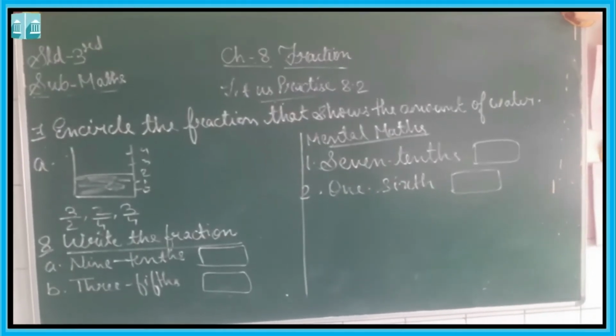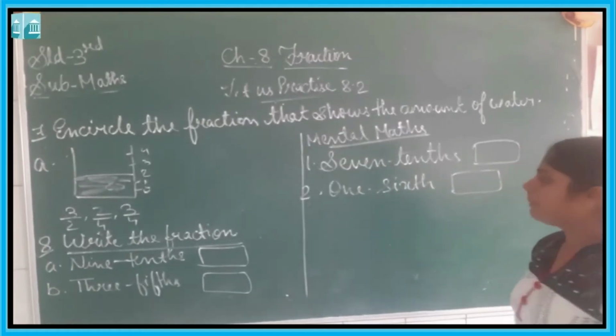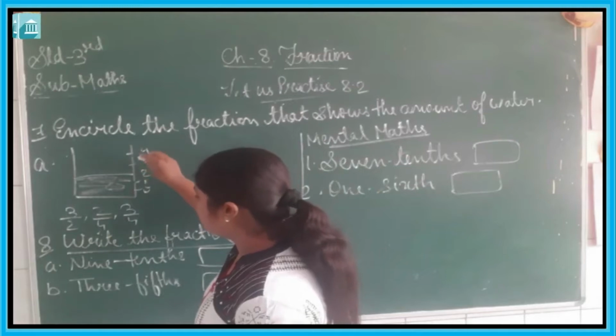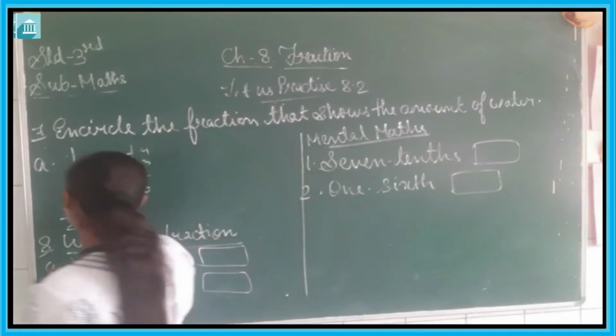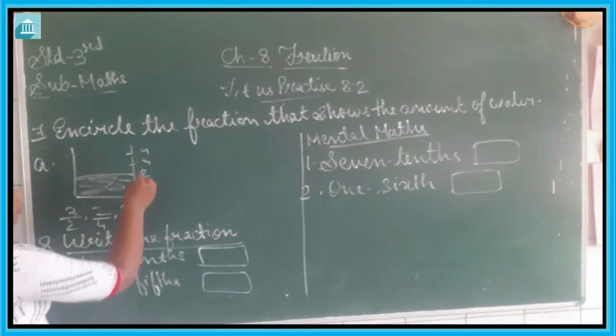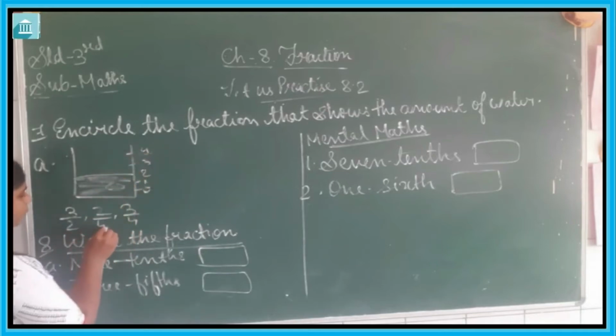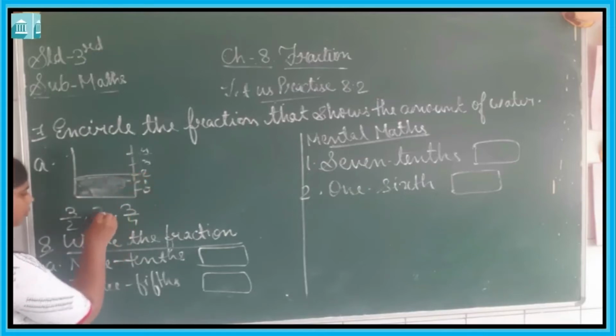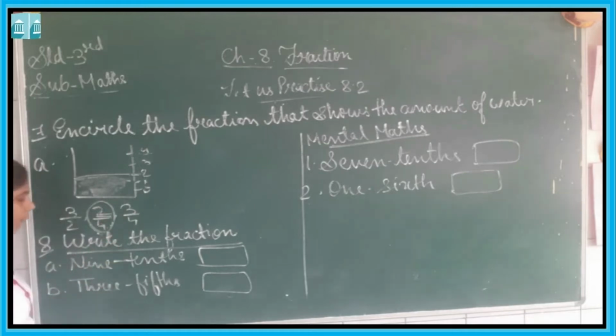The next one. Encircle the fraction that shows the amount of water. Now, the total parts of this tumbler, in which water is there: the total is 4, so 4 parts are there. The shaded part means how far is the water going? Up to the second level. So 2 by 4. The water goes up to 2 and the total is 4.